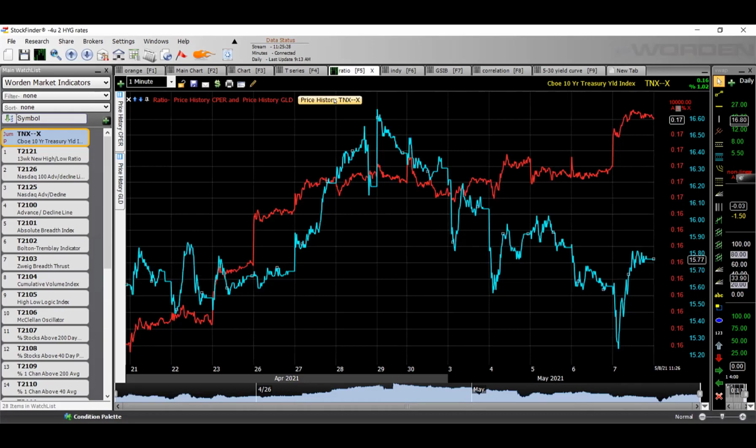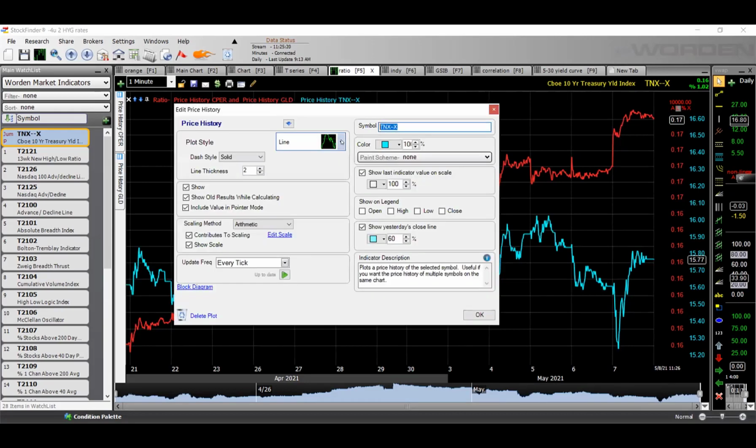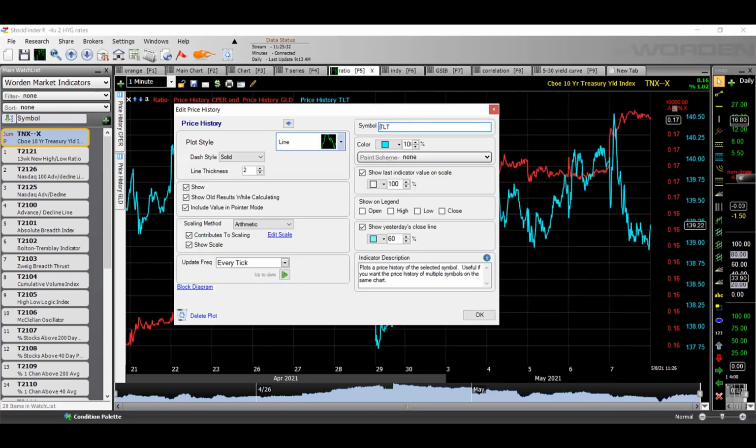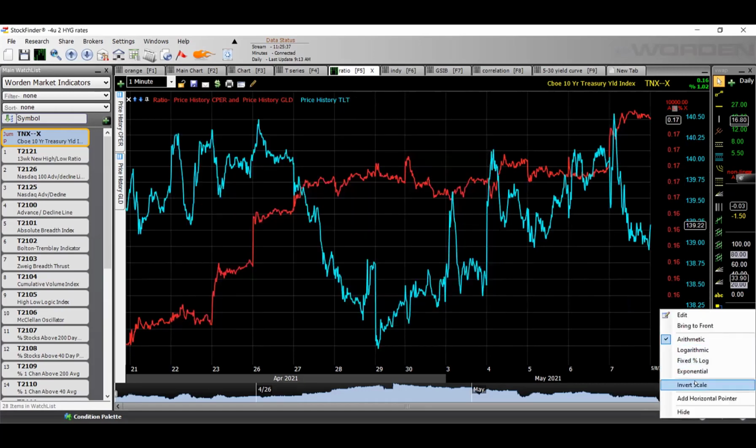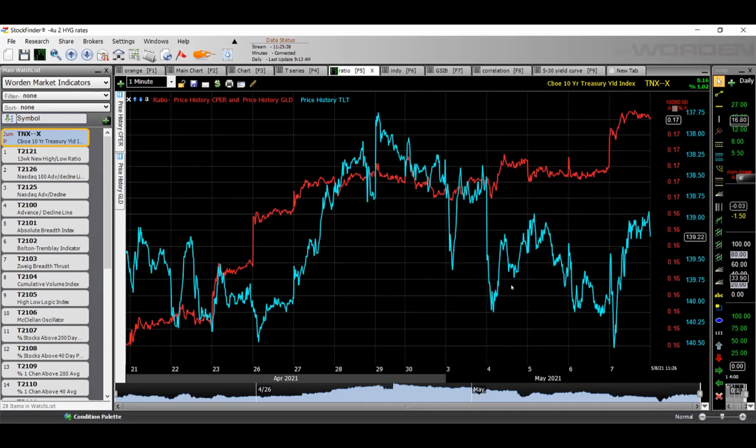So if you were to use TLT, you would have to invert it, because prices of bonds move opposite of yields. So throw TLT on there. You could use it that way and look at it that way, or you could invert this ratio and leave TLT alone. It's something worth exploring, but generally I think it's more of a macro trend that takes a little bit of time to develop.